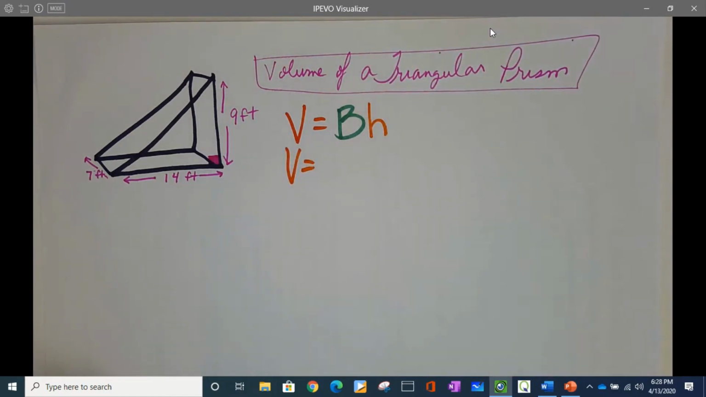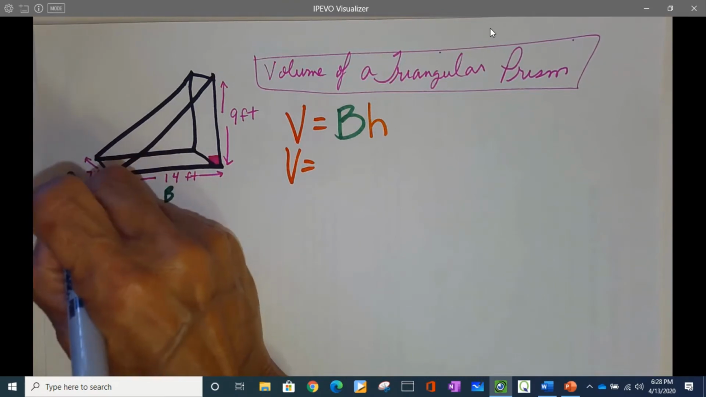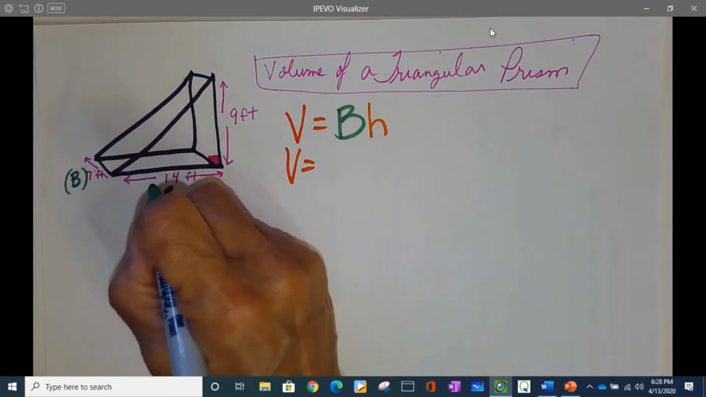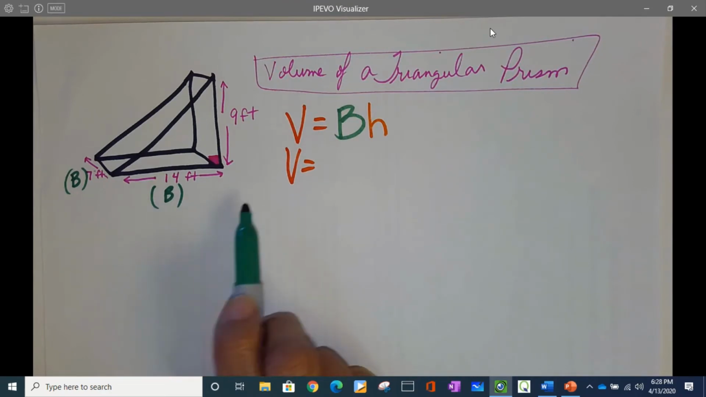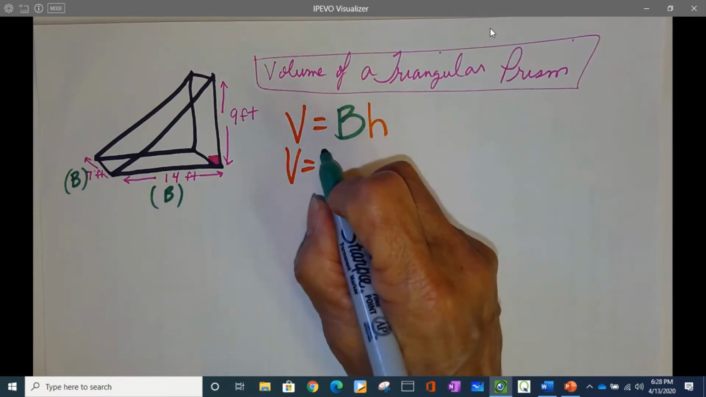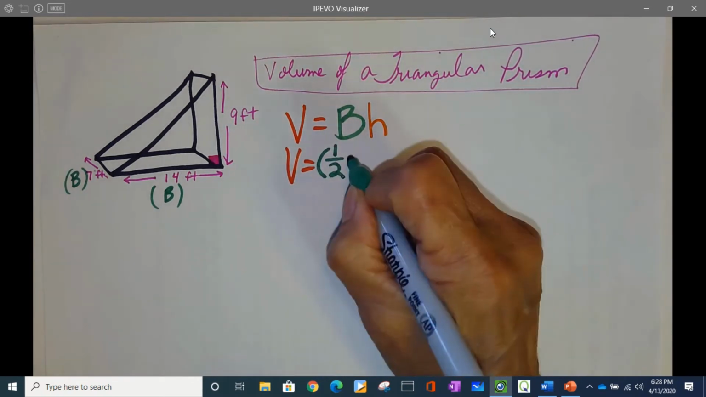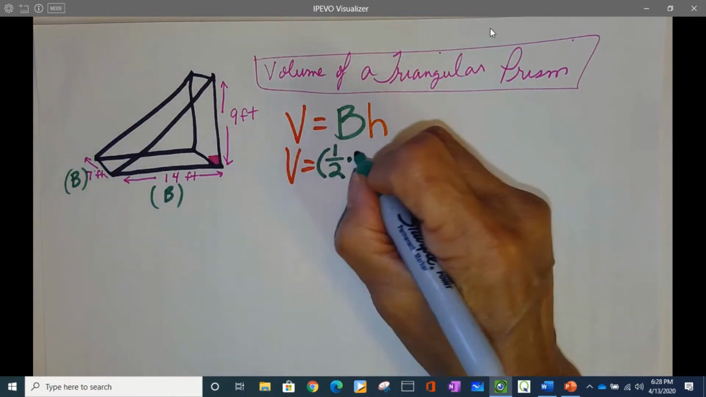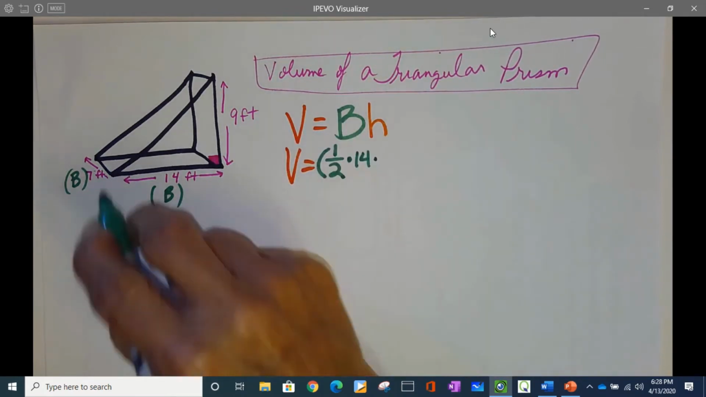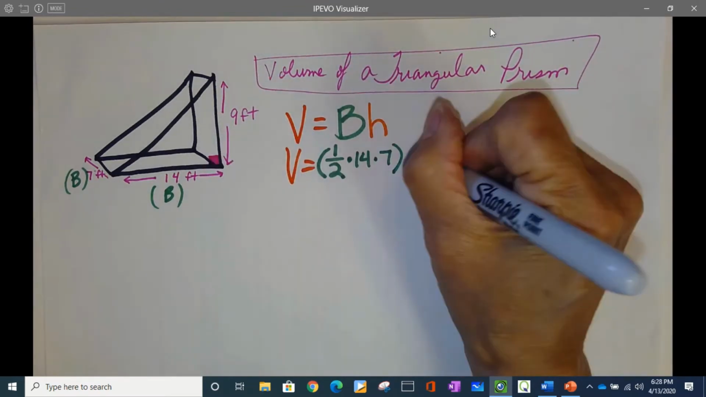Volume equals, so this is considered a base right here. And this is considered a base as well. So I can go ahead and take those two and multiply them. But I'm going to go ahead and do it how they would show it. They would go 1/2. Okay. Then they'd multiply 14 times 7. And then my height is on the outside, 9.